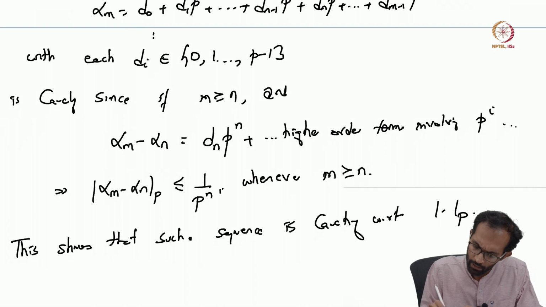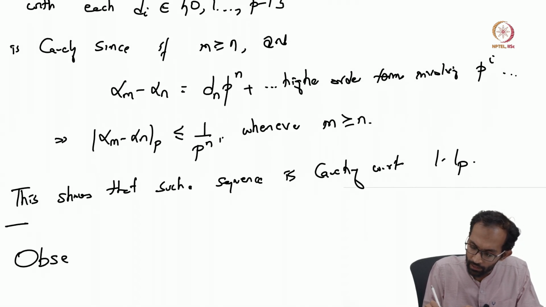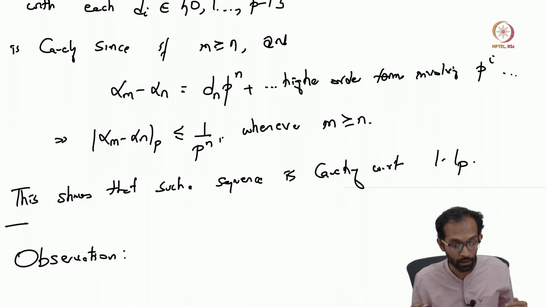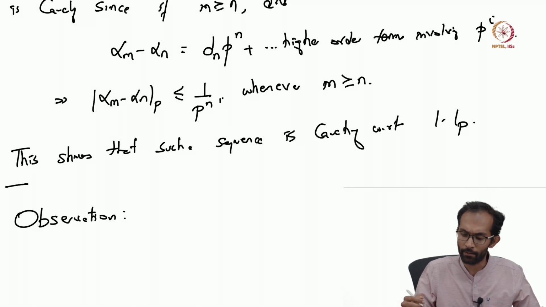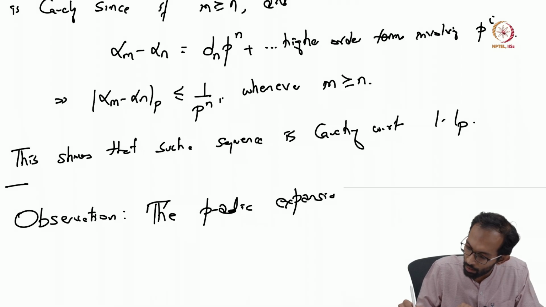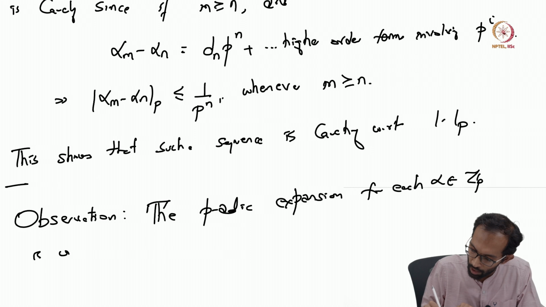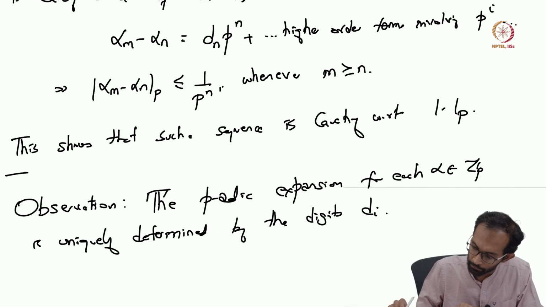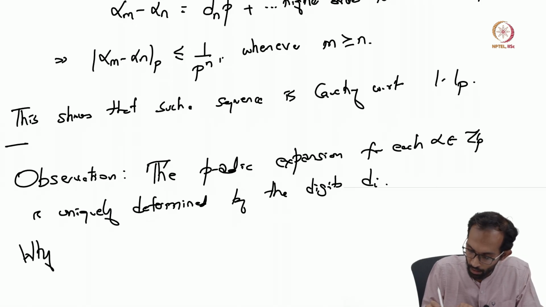Okay. And so the last observation that we want to make is that such a p-adic expansion is unique. So given an alpha, you have a unique p-adic expansion. And so the last observation that we want to make is that the p-adic expansion for each alpha in Zp is uniquely determined by the digits d_i. Again, why is that the case?